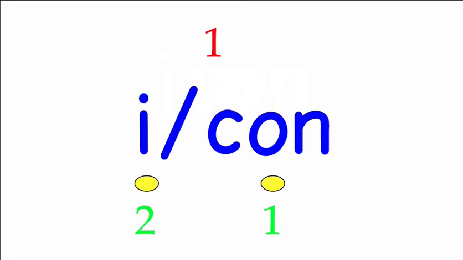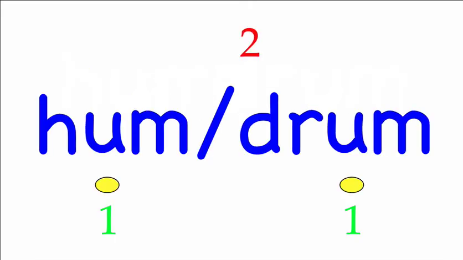Humdrum. I am feeling real humdrum today. Humdrum. 2 syllables, first syllable, hum, 3 sounds: h, u, m. Drum, 4 sounds: d, r, u, m. Hum, drum. Mark the word.